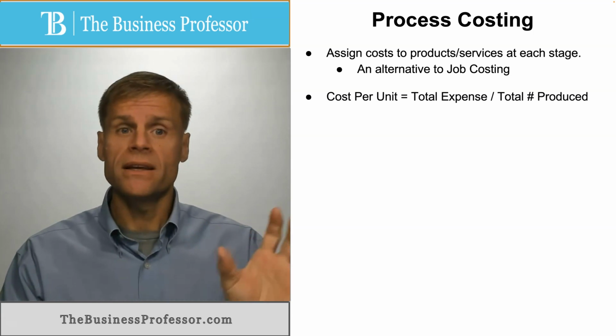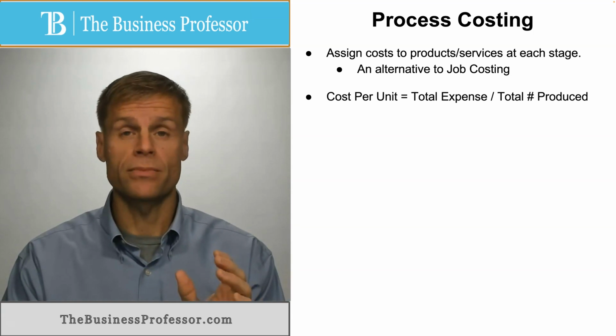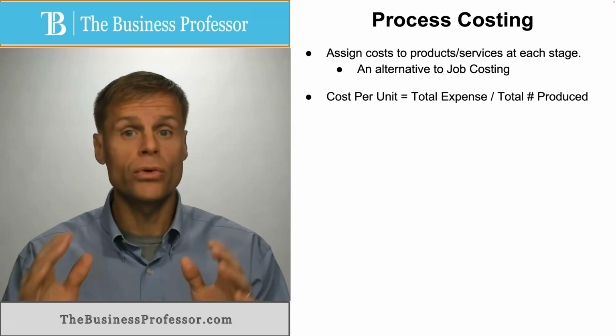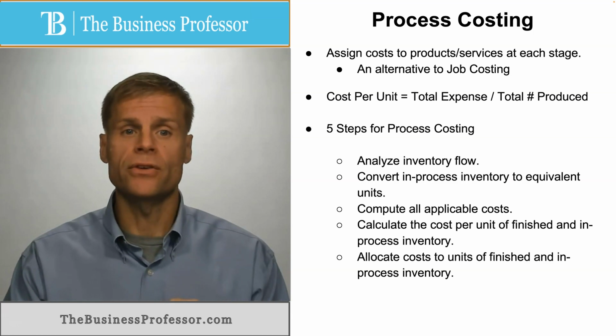Okay. Now, what's the formula there? So generally, cost per unit is your total expenses that you incur in the production process divided by the total number of products produced.